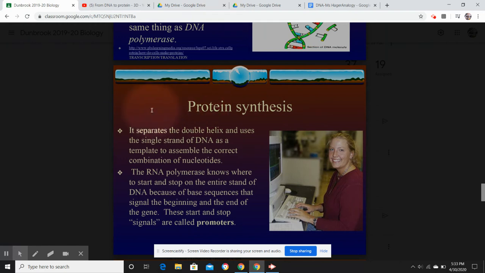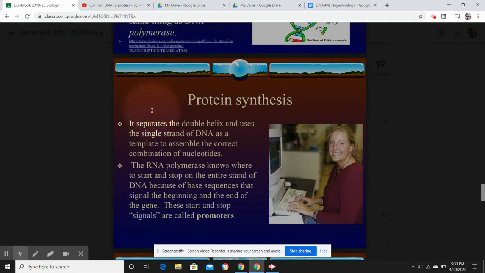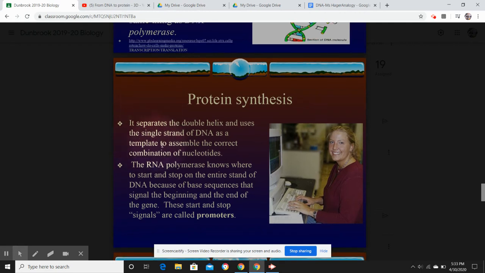What happens here? Well, it separates the double helix and uses the single strand of DNA as a template. A template just means kind of a basis to assemble the correct combination of nucleotides. The RNA polymerase, this is just an enzyme that helps the process, knows where to start and where to stop.